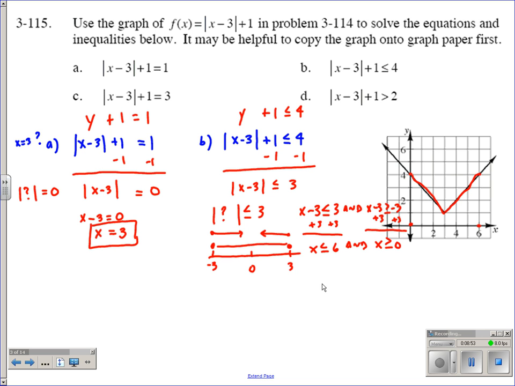So our answer for B is going to be x is less than or equal to 6 and greater than or equal to 0. If you want to write it as one statement, that's what that would be. Or it is completely acceptable to write it as 2 statements, just like this. All right, let's take a peek at another one here.